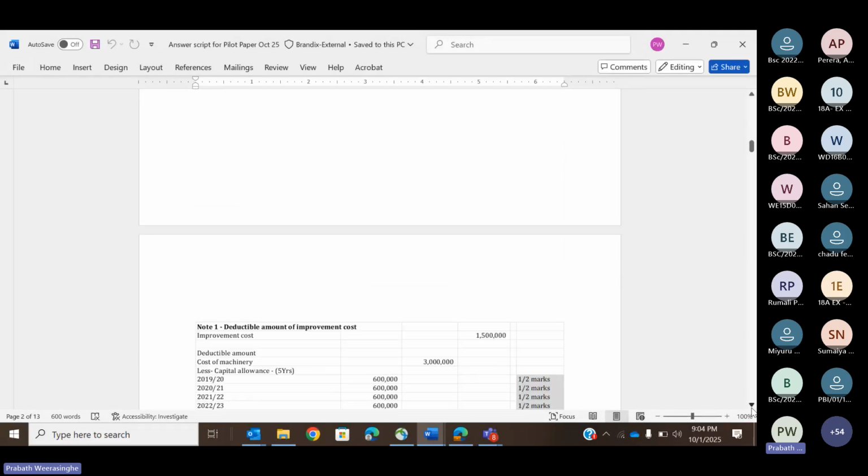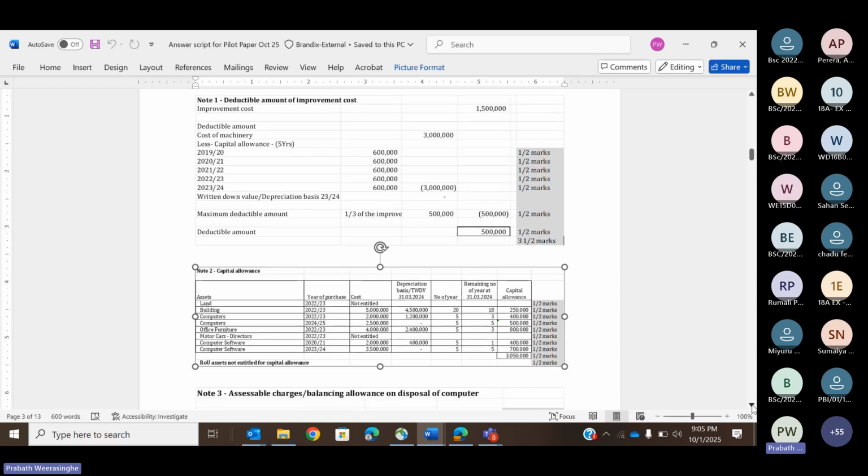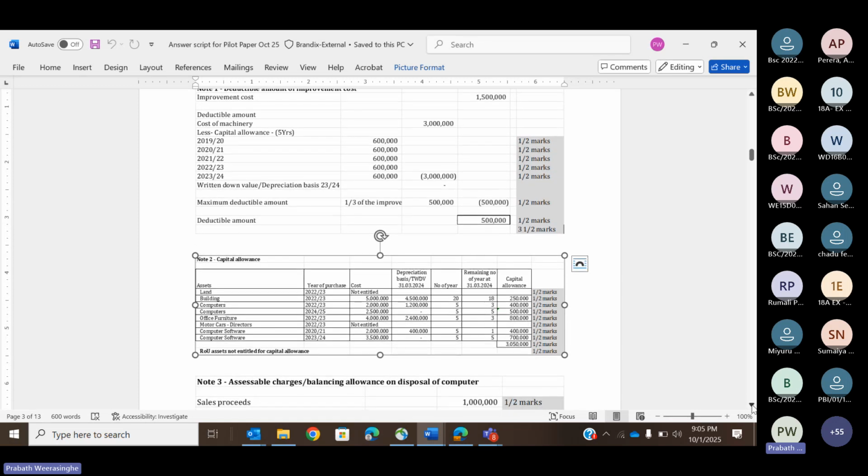And this is how I have worked out the improvement cost of the machine, and what capital amount they can claim thereafter, how much we can deduct. And capital allowances also have detailed working, a detailed schedule. I'm not telling you that you have to use the same thing, but it is better to work it out in this way. So previous year acquisition and this year acquisition, on that we have to work out.